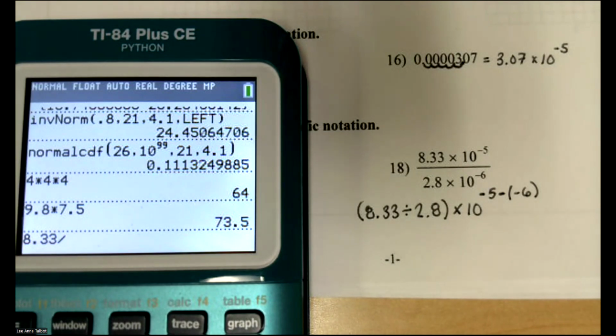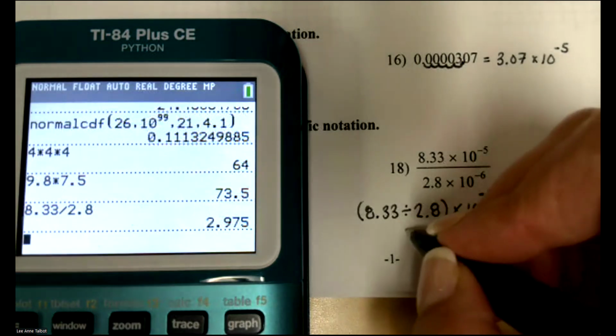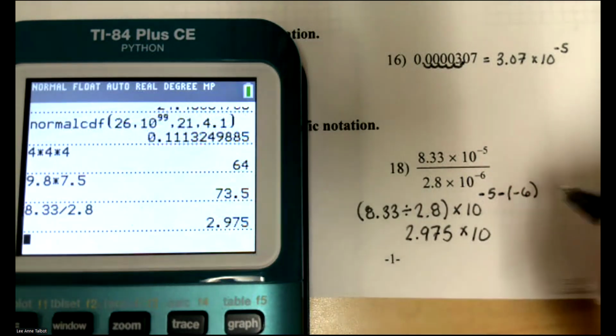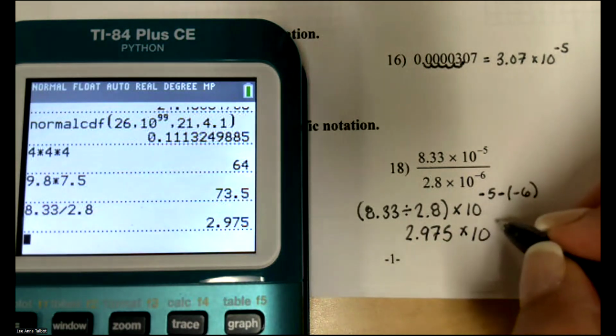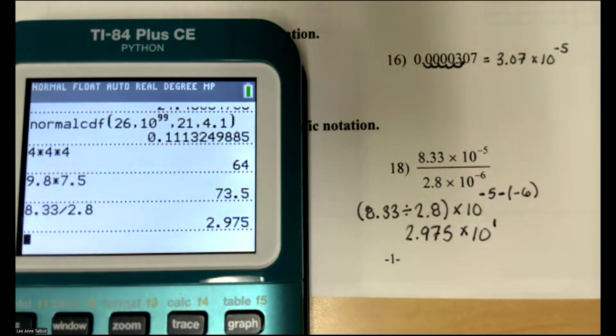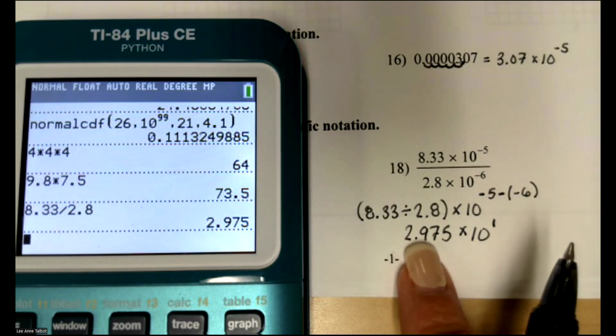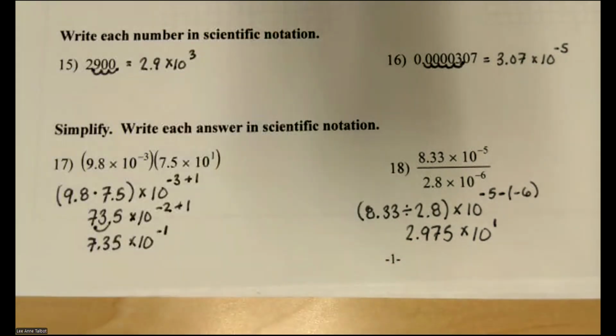Okay, 8.33 divided by 2.8. And negative 5 plus 6 is 1. And do I need to balance it out? It's already good, right? The number in front is between 1 and 9.9 repeating. So this one you don't need to balance. It's already done.